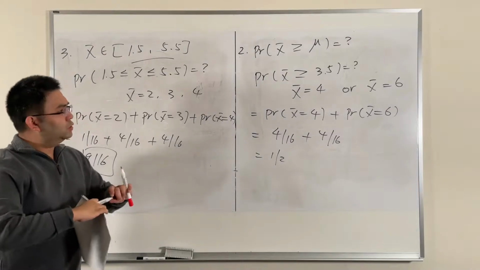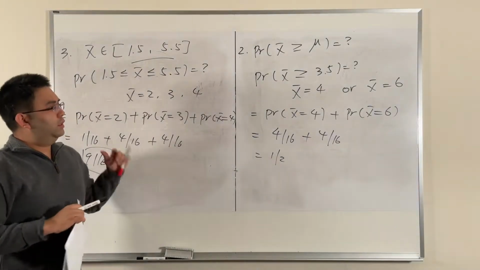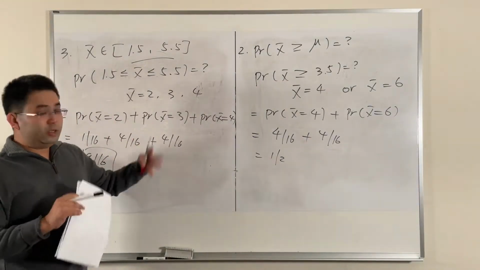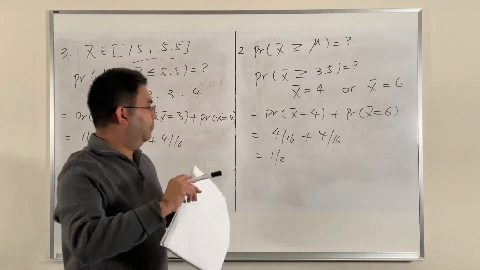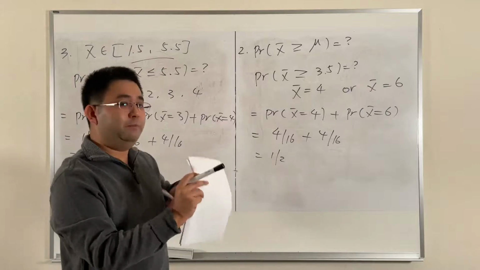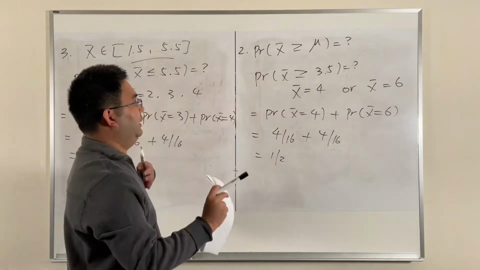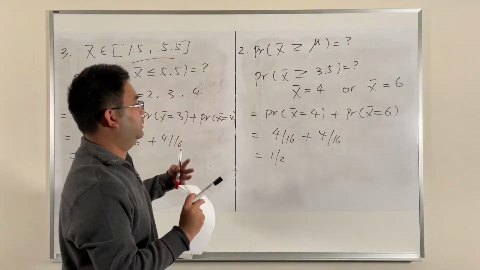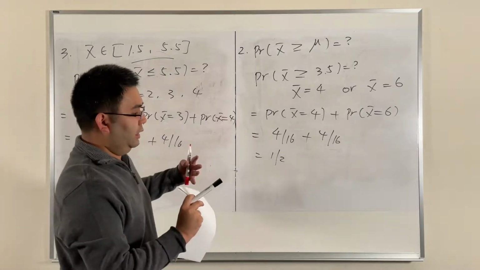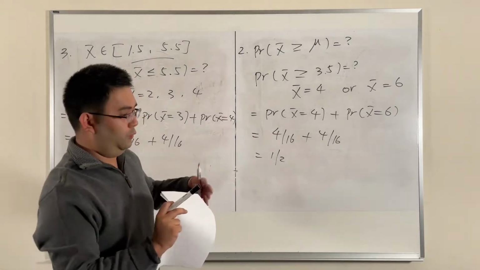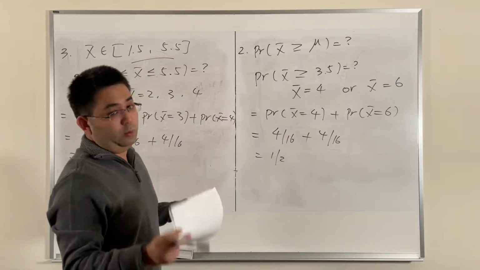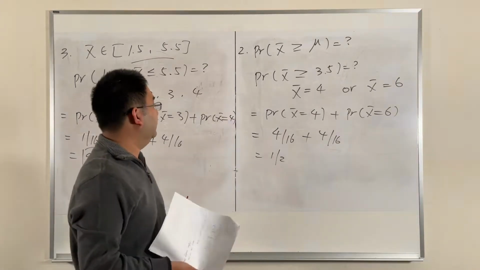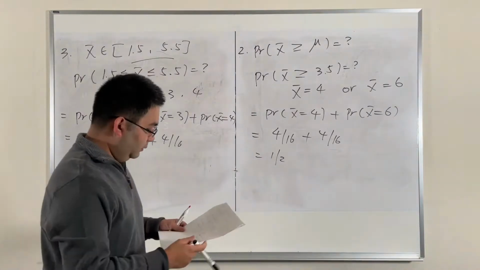So what these three examples did is, once you have the sample distribution, you'll be able to answer questions such as what's the probability that you get a certain value for your sample mean, and what's the probability that your sample mean is between a range. Questions like these. Okay, good.